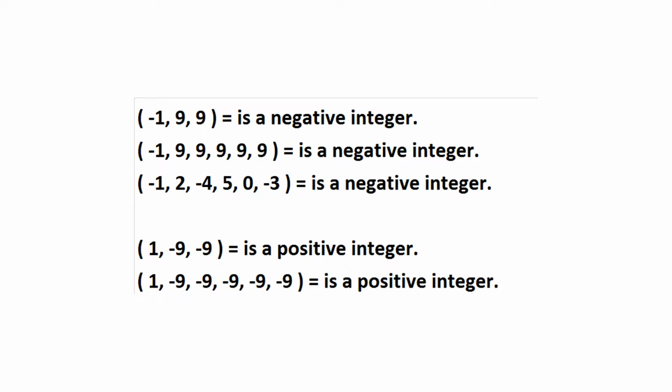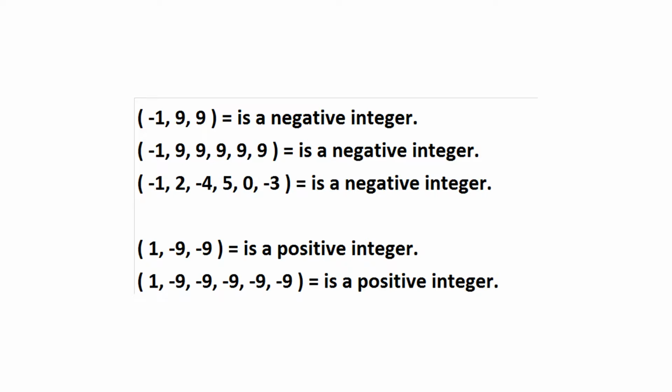Now, some more tuples when converted to negative integers and positive integers. We look at the first one. -1 is in the hundreds position. The 9 and the next 9, they're in the ones and the tens position. So this is like 99 and -100. That's -1. So in the next example, you got -1 and a bunch of 9s.